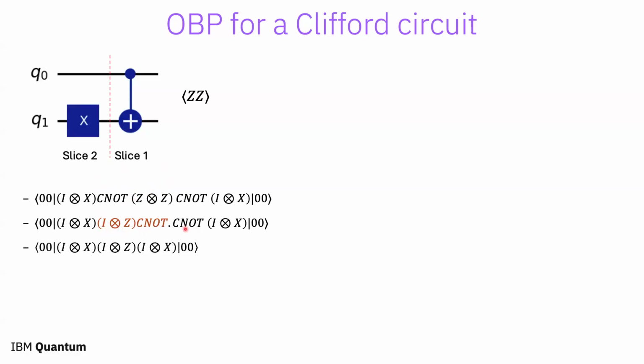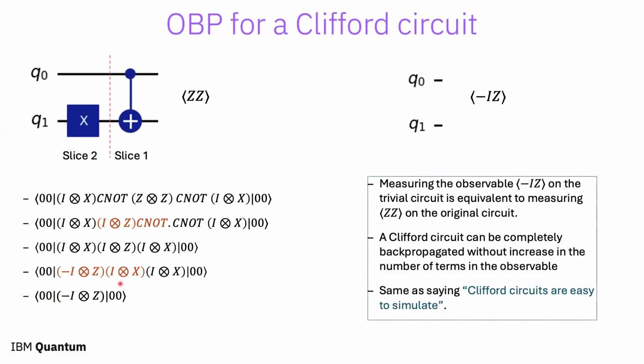Now these two C0s are cancelled. They are the inverse of each other. So these two are cancelled out. Now again, I will take this I tensor Z and put it here. Now X and Z don't commute with each other. So we'll have a minus sign. So when you put it here, this becomes minus IZ. Once more, IX, they cancel out. So now, instead of saying that I want to calculate the expectation value of ZZ for this circuit, I can say that this is the trivial circuit, |0>.